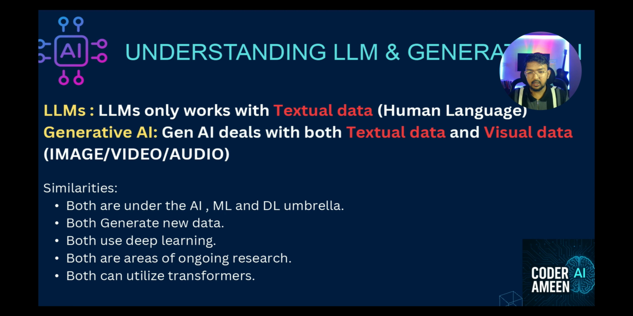If you see the common similarities, both are under the AI, ML, and deep learning umbrella. Both generate new data, of course, we know. Both use deep learning. Both are areas of ongoing research. Still it's in the research phase, and a lot of things are still to be explored. Both can utilize transformers. We already know deep learning, right? In deep learning we have RNN and a lot of variations, LSTM, long short-term memory, then transformers, T5, right?